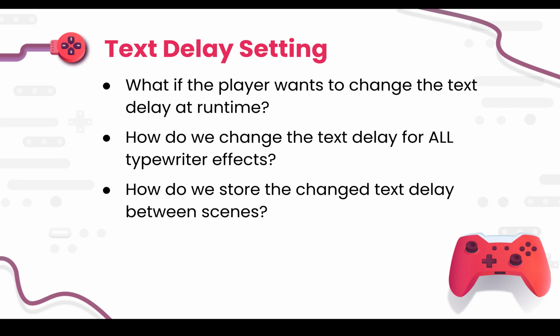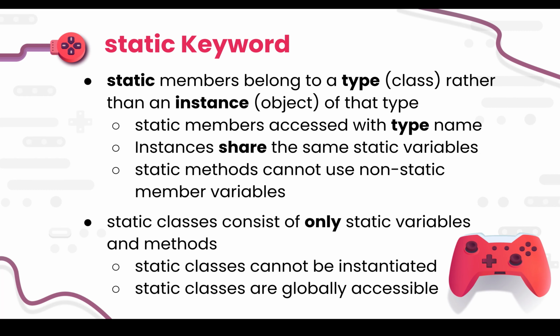Alright, so our typewriter effect script is nice and all, but what if we want the player to be able to change the text delay at runtime? In fact, what if we have multiple typewriter effects in our scene and we want to change them all at once? And also, what if we want to change this text delay and have it be persistent between scenes? So we can use the static keyword to help us solve these problems.